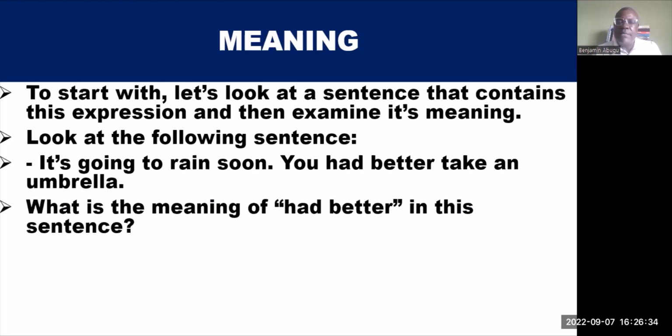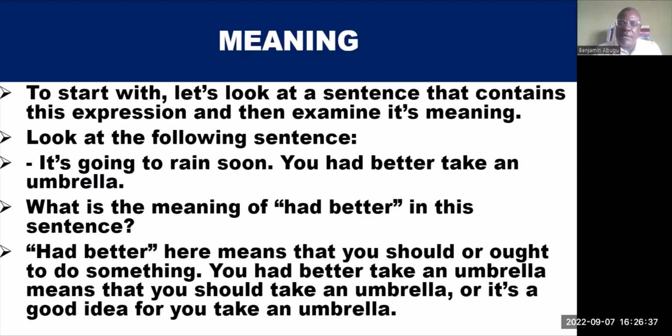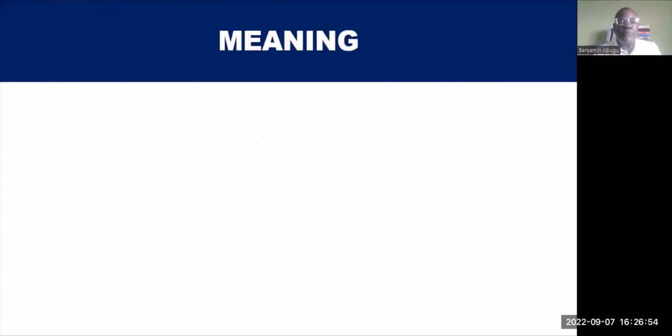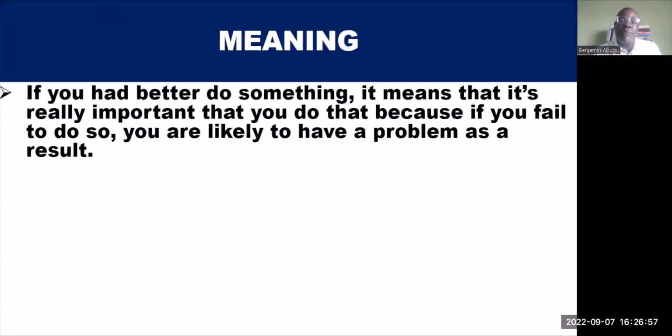Now, what's the meaning of had better in this sentence? Had better here means that you should or ought to do something. You had better take an umbrella means that you should take an umbrella, or it's a good idea for you to take an umbrella. Okay. Now, if you had better do something, it means that it's really important that you do that. Because if you fail to do so, you are likely to have a problem as a result. Okay? Normally, that is the meaning.